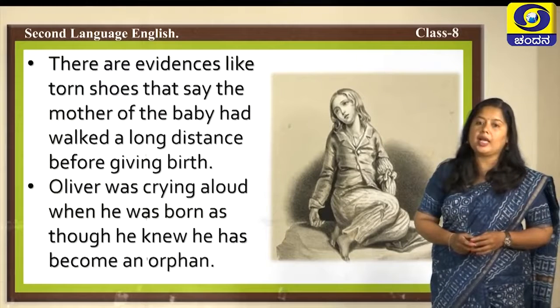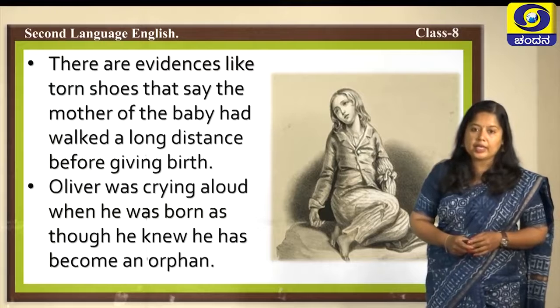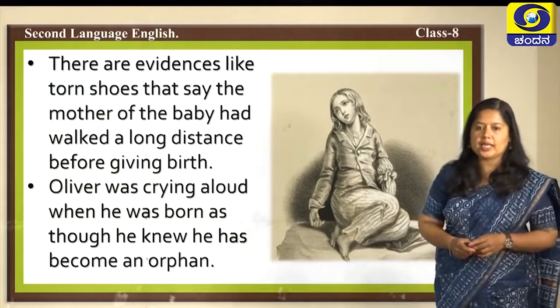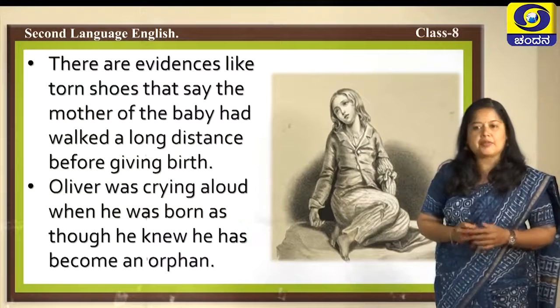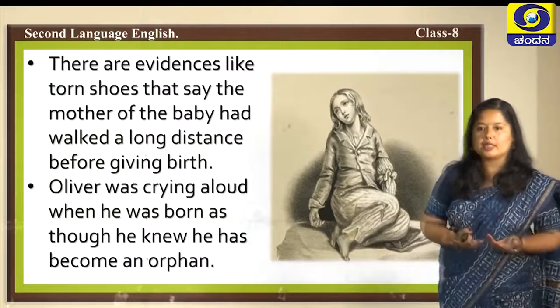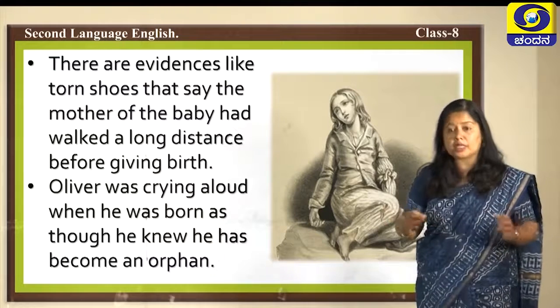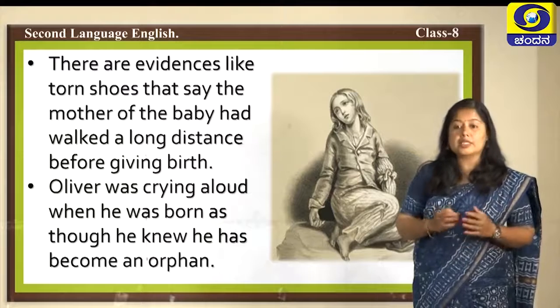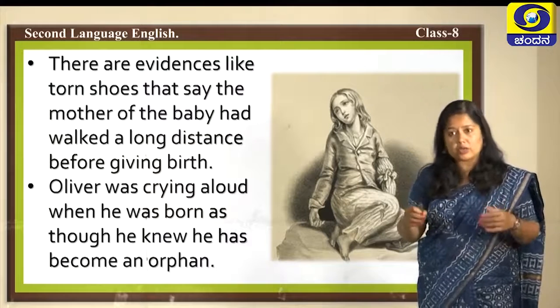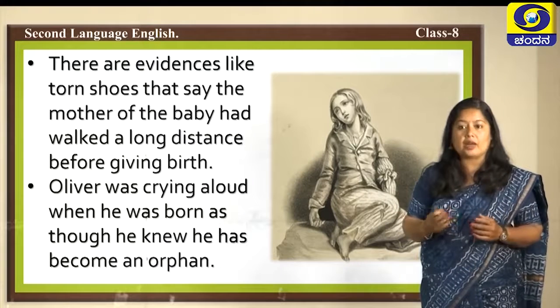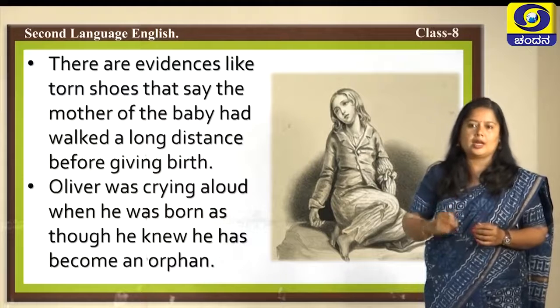Oliver was crying aloud when he was born, as though he knew he had become an orphan. There were no traces of the child's father. Nobody knew who Oliver's father was. So, he was crying aloud. That means joragi aluvudu. He was crying so loud as if he had got to know that he had been orphaned. Avanige yaru illa anta avanige gottadashtu alta idda.